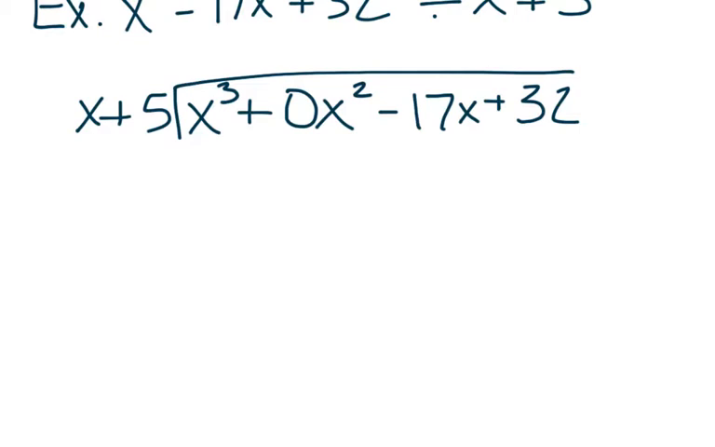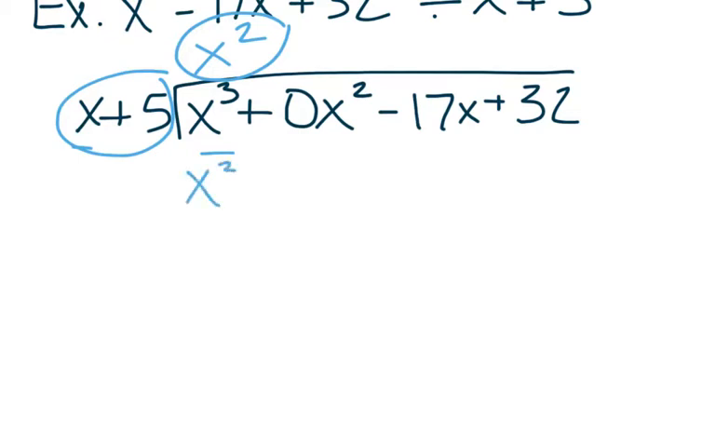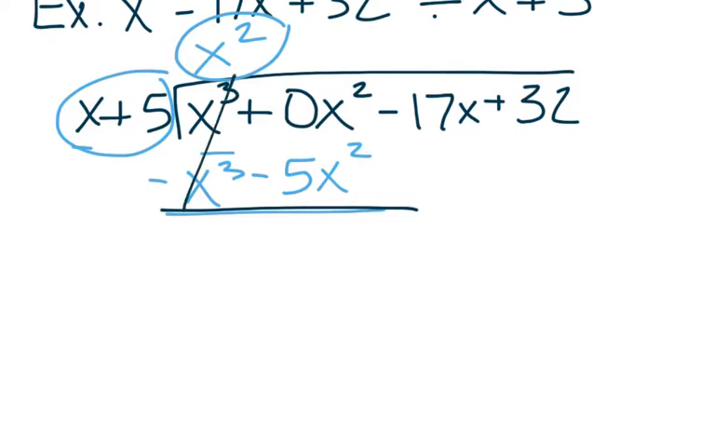Okay, so what would you multiply an x by to get x cubed? X squared. Anything I write up here, I'm going to multiply by the divisor. An x squared times an x is an x cubed. X squared times 5, 5x squared. Everything I just wrote, I'm going to change the opposite sign. Let me do a different color. This cancels out. 0x squared minus 5x squared, negative 5x squared. Bring down the next part.